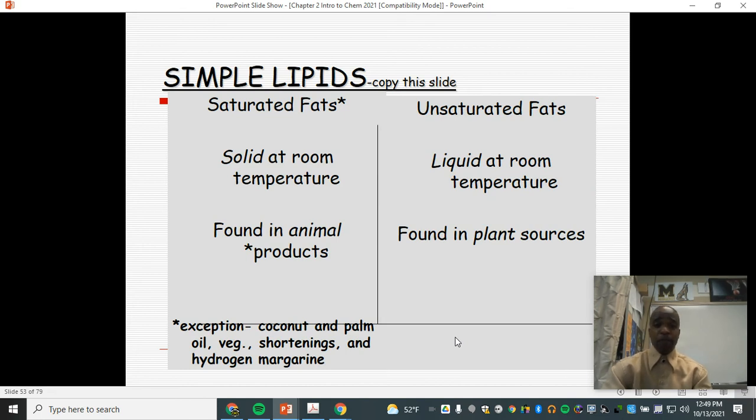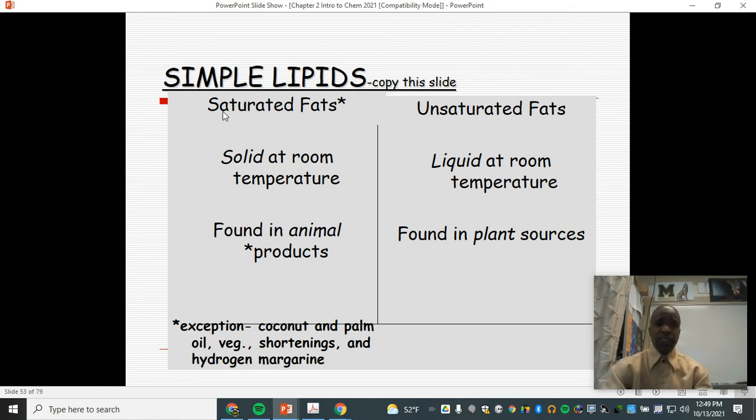Here's a slide about two different types of fats. One of the fats has all the hydrogen it could take. It is completely full. If something is completely full, we call that saturated. The other type of lipid is one that's not full. If it's not full, it's called unsaturated. It's not full of hydrogen. The difference of the two is major.